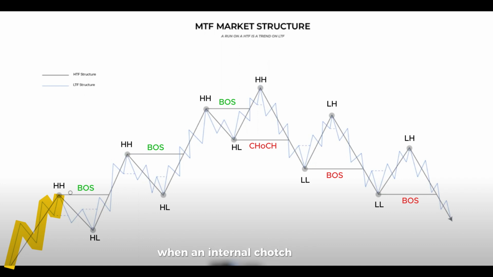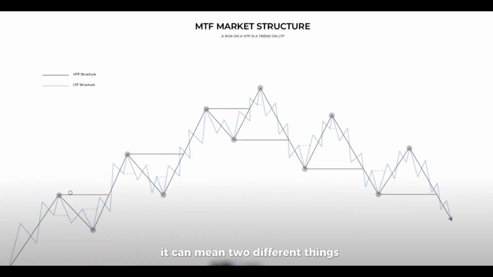When an internal CHoCH happens, it usually signals that a pullback has started. But here's something really important about internal change of character. It can mean two different things depending on when it happens.